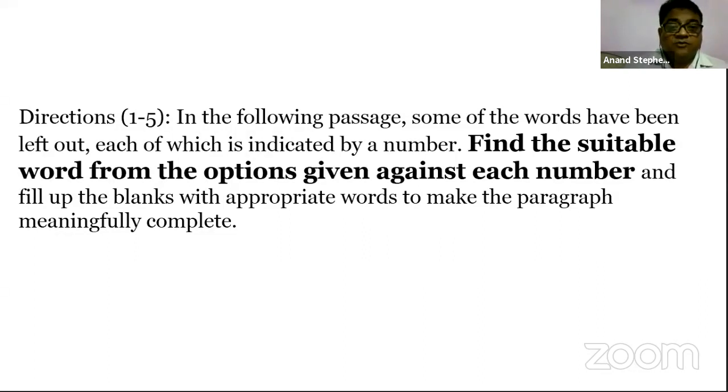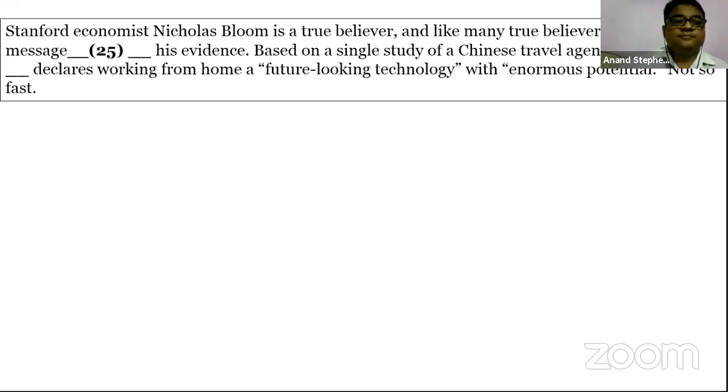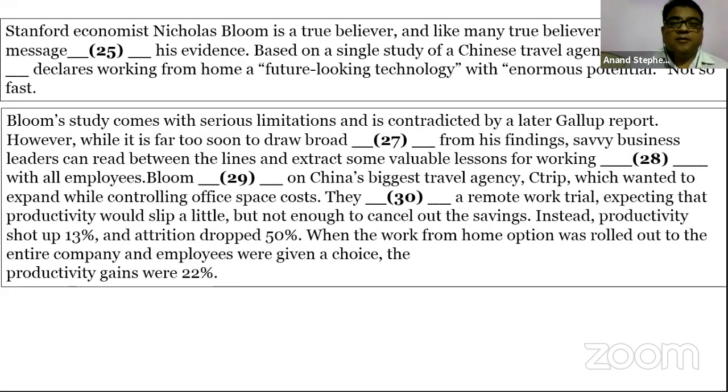Question number 5. Now you will find cloze test in a different way. In the following passage, some of the words have been left out, each of which is indicated by a number. Find the suitable word from the options given against each number. This one is a little bit easy. You can do it, I think it is not that hard. Before doing, I request you to go through this passage, only then you can do it.